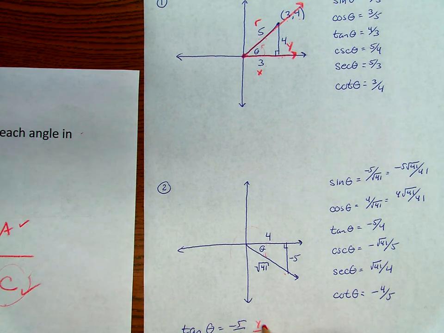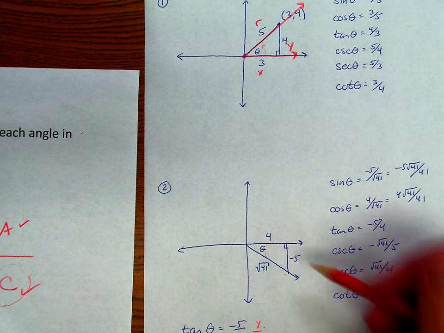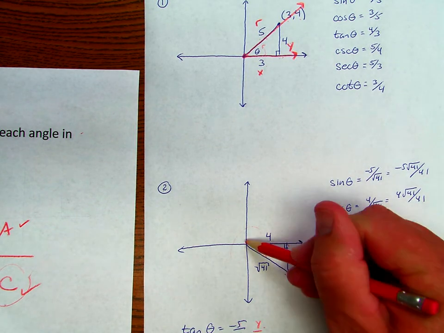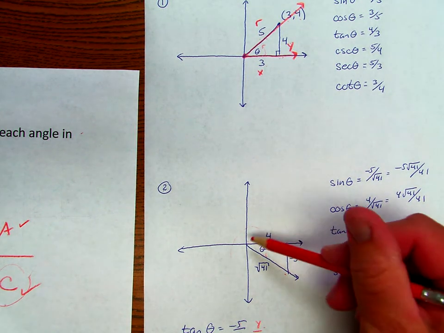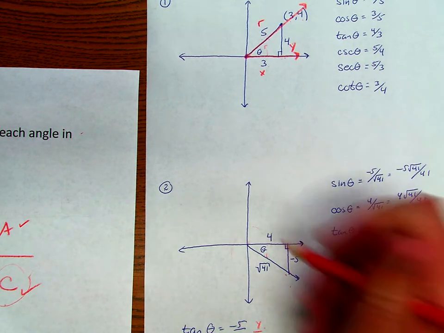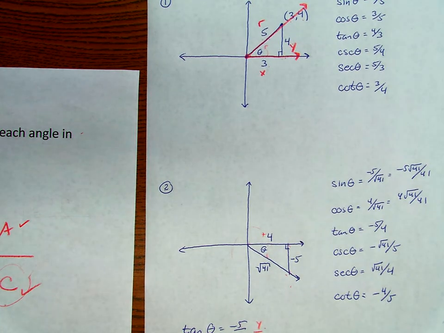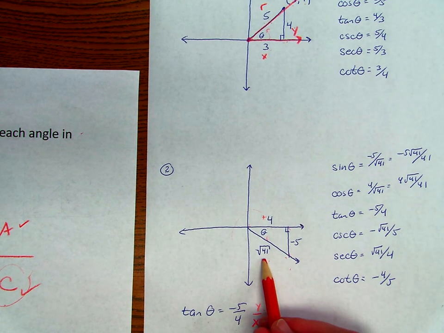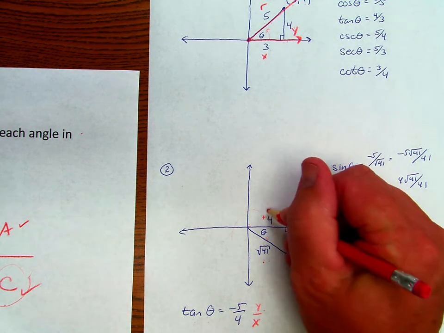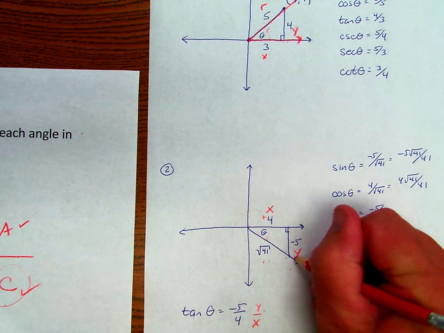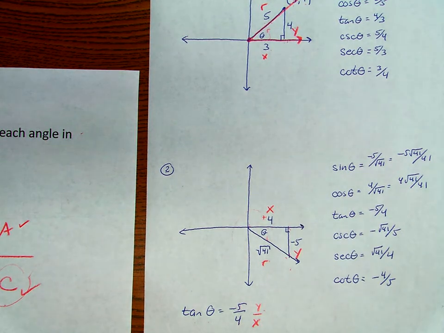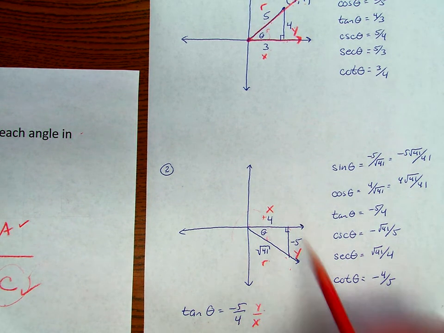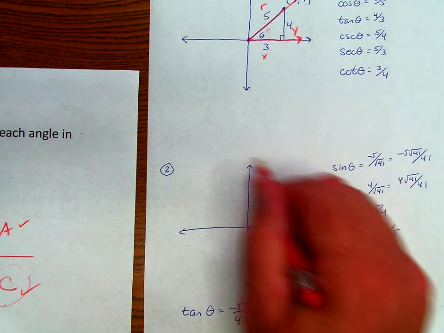Okay, so the y value we know has to have a 5. The x value has to have a 4. In order to go right and then down, that has to be the plus, that has to be the negative. You do your a squared plus b squared equals c squared. That gets you your root 41 for your r value. So we know x is positive 4, y is negative 5, r is positive root 41. The x and y change signs depending on what quadrant you're in. The r is always positive.